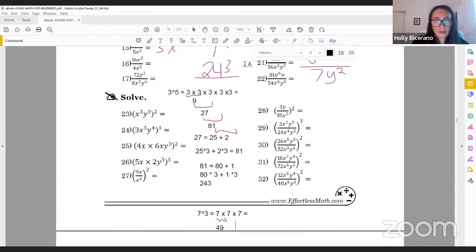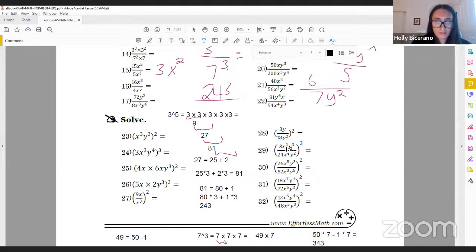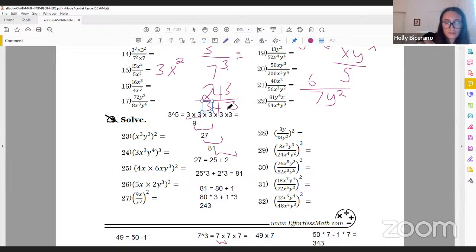And then we have 49 times 7, right? So you either have to do some long multiplication on your paper, or you could just realize that 49 is 50 minus 1, right? So you would do 50 times 7 minus 1 times 7. And that is 343. And so this is our answer.